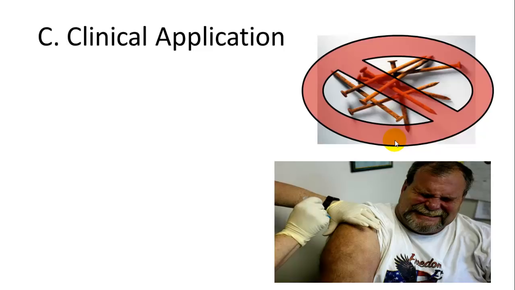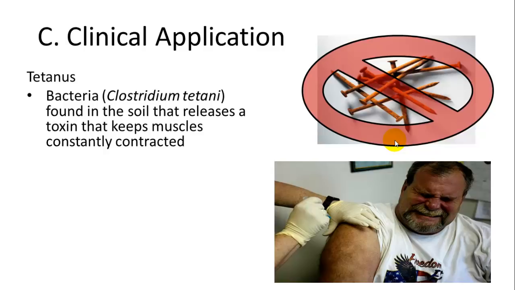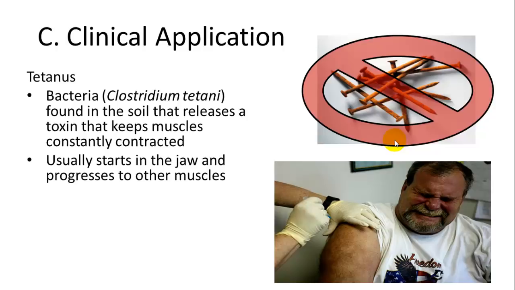Okay, well, what are some clinical applications of this? Well, we talked about tetanus as a physiological function, but it's also a disease. There's a bacteria called Clostridium tetani, which is found in the soil and releases a toxin which causes your muscles to contract. It usually starts in the jaw, so it's sometimes called lockjaw, and then progresses to other muscles.